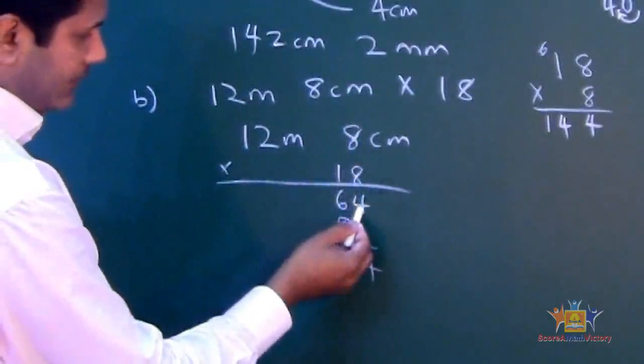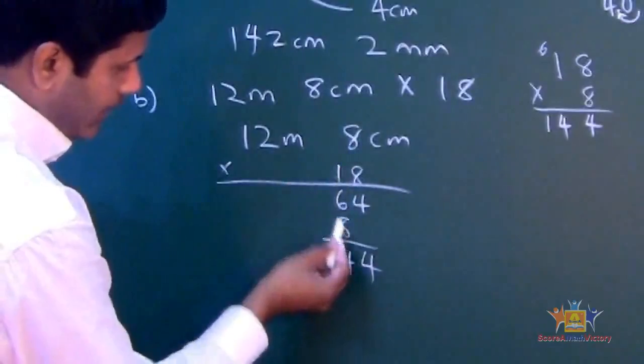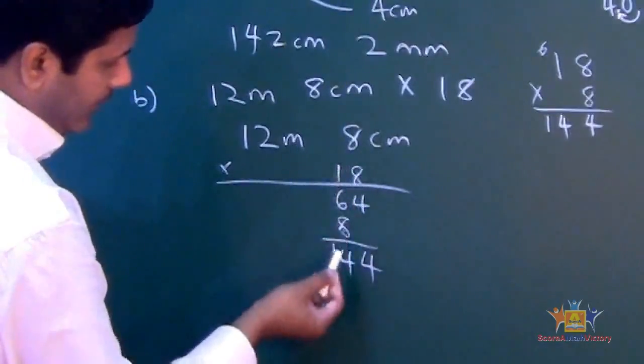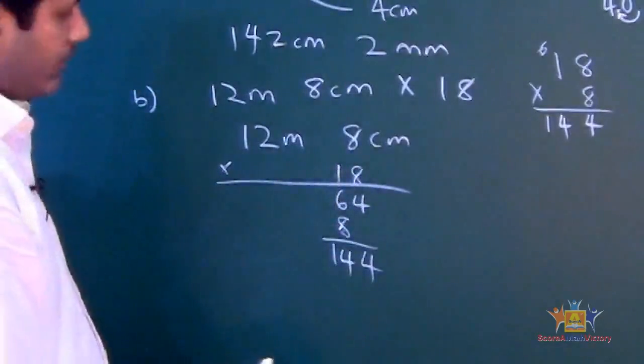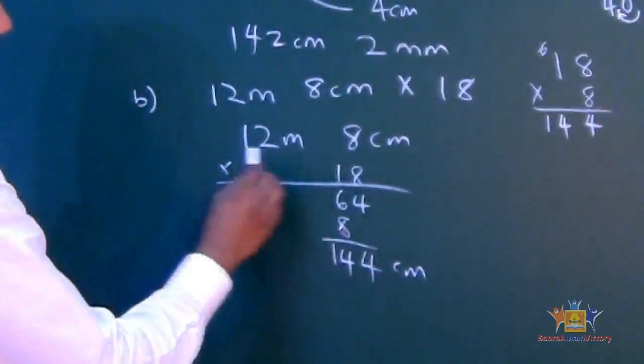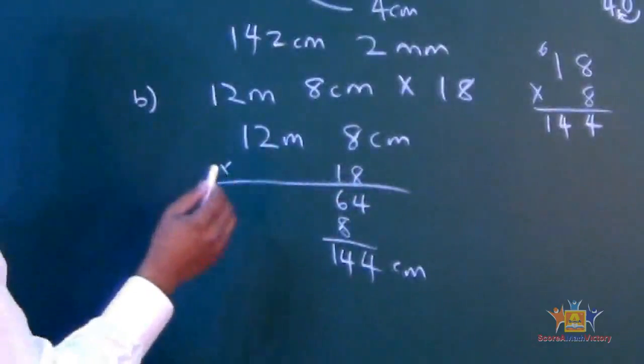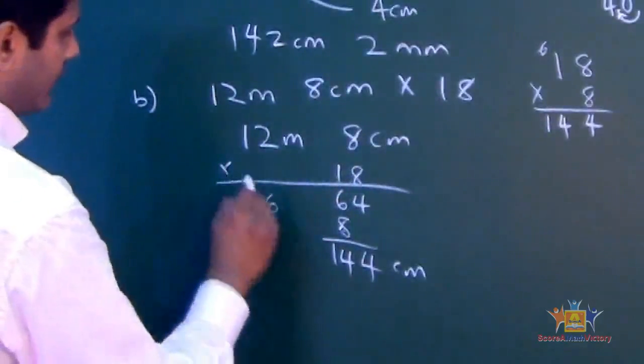8 times 8 is 64. And 4 and 6, 1. See the 1, you bring it straight down. 1 times 8 is 8 right there. And then you add them. So that gives you 144 centimeters. Now, we're going to times this. 8 times 2 is 16. Alright, so 6, carry 1.